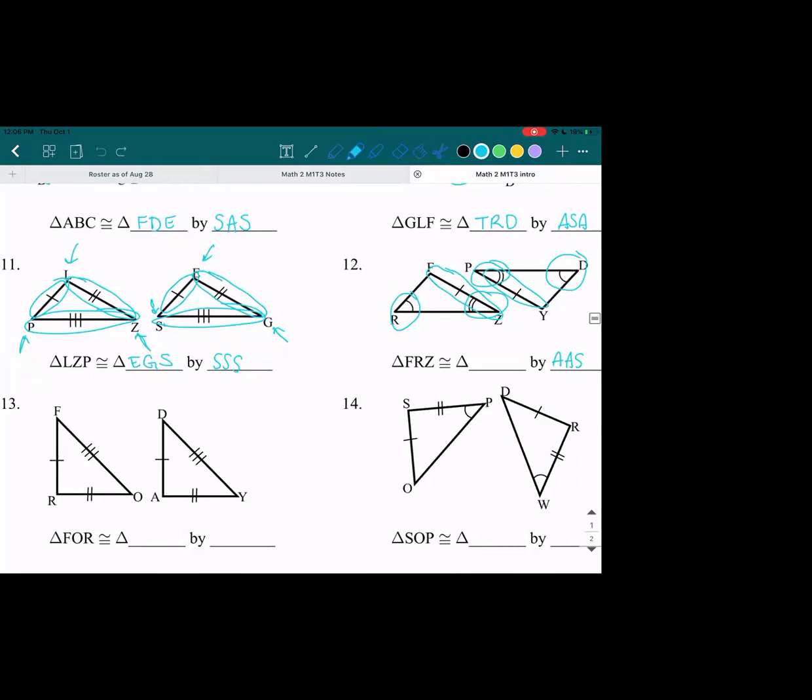So we have to label it with the corresponding parts. They start off with F, so we're going to start off with Y, because those are the corresponding parts. And then they went to R, which is the one with the one tick mark. So we're going to put D.